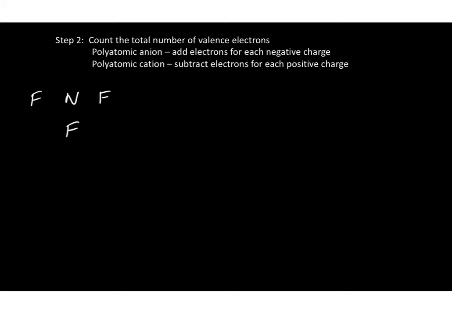So for nitrogen, it has 5 valence electrons. And fluorine, each fluorine has 7 valence electrons, and I have to multiply by 3 because there are 3 fluorines.